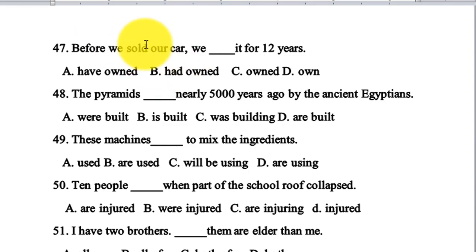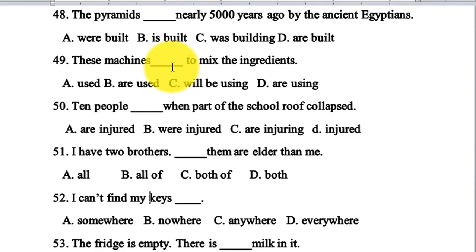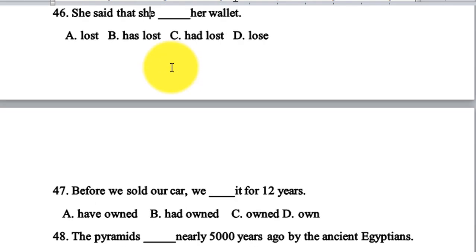We don't say "have owned": have owned is present perfect, and present perfect doesn't go with simple past. "Owned" as simple past cannot go with this, and neither can simple present. So the first action should be "had owned", and we complete it like that. The clue in the question is "before we sold our car".